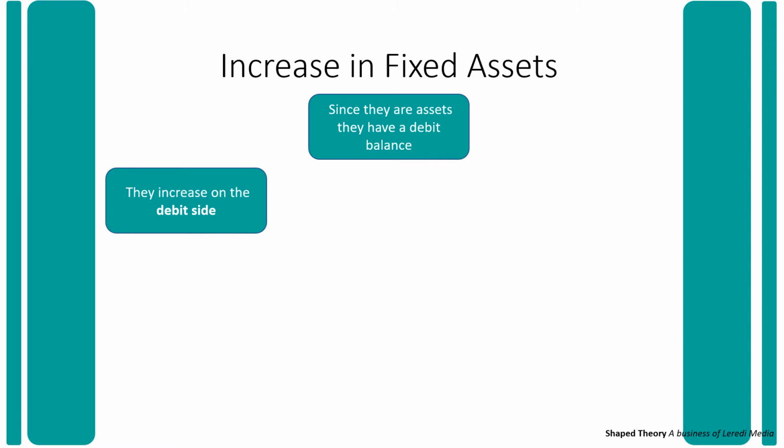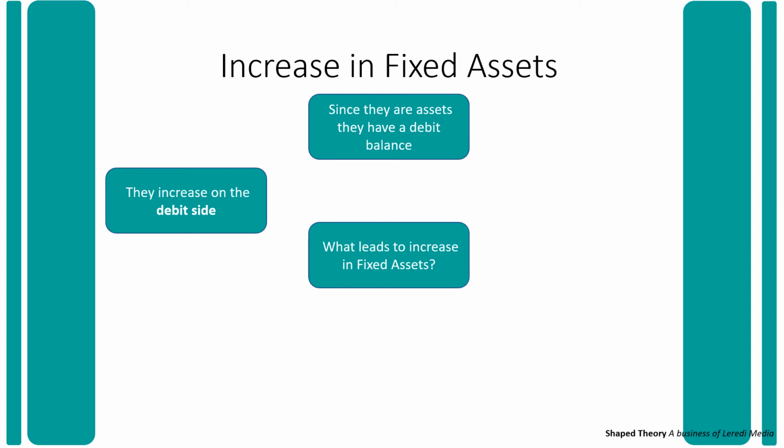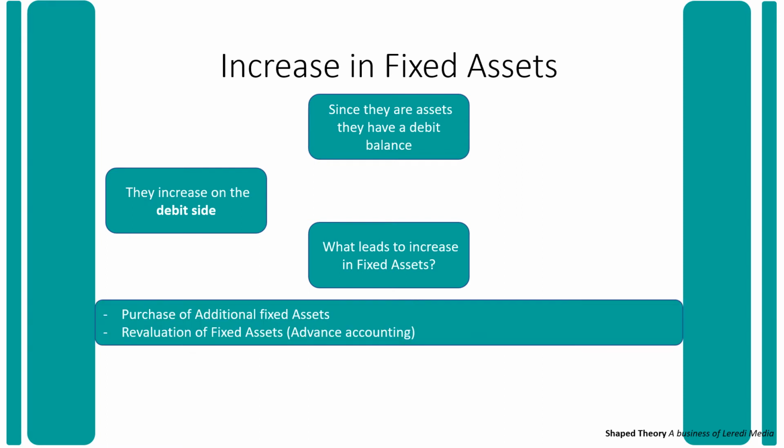Before we look at some examples on how to account for these fixed assets when they increase, let's look at scenarios that can lead to an increase in fixed assets. The most prominent one is purchase of additional fixed assets. If a company decides to go and purchase an additional fixed asset, there will be an increase in fixed assets, and that fixed asset class would have to be debited.